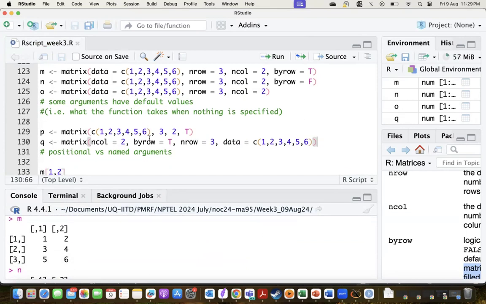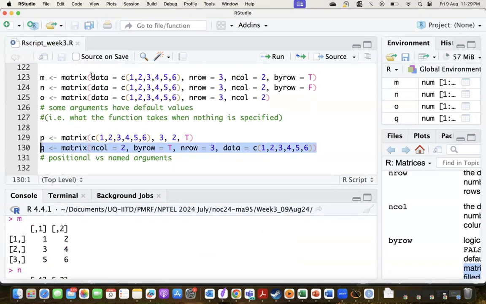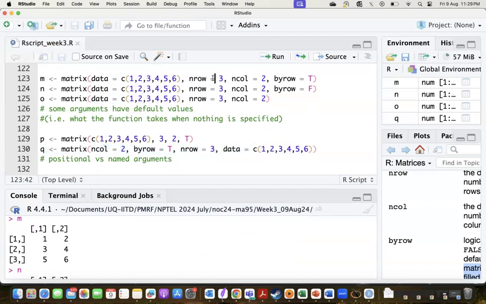Perfect. So that's one way to go about it, that you can jumble around elements given that you have named them. But the other way to go about it is you keep the order consistent. You still write data. After that, you write nrow. After that, you write ncol. After that, you write byrow. But you don't give these names. You just give the values. So I have the value for data, the value for nrow, the value for ncol. And then I have the logical argument TRUE, which goes for byrow.